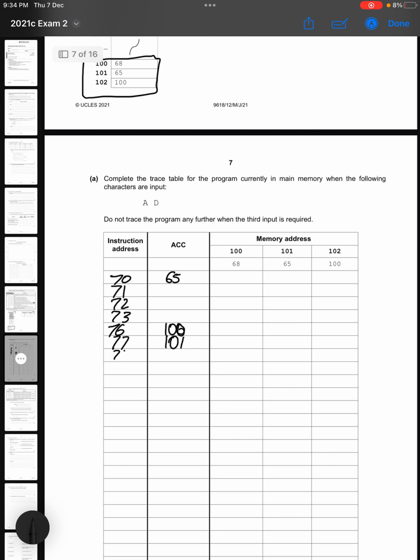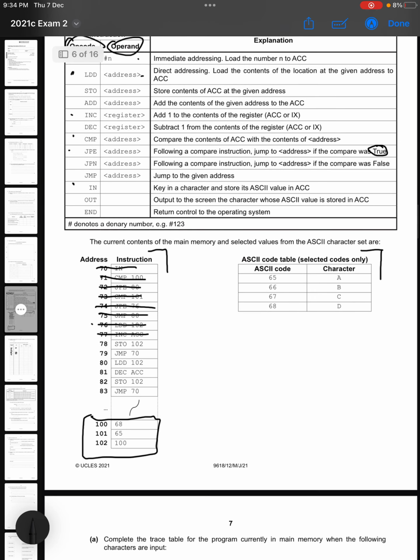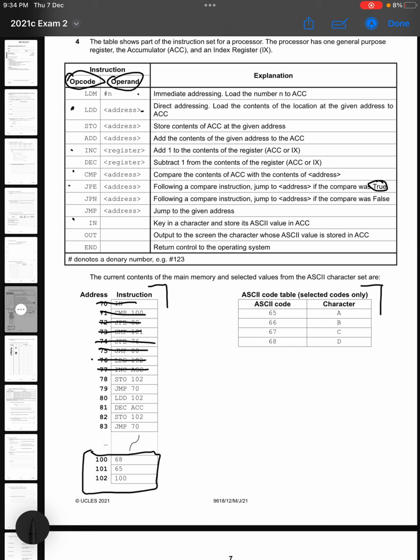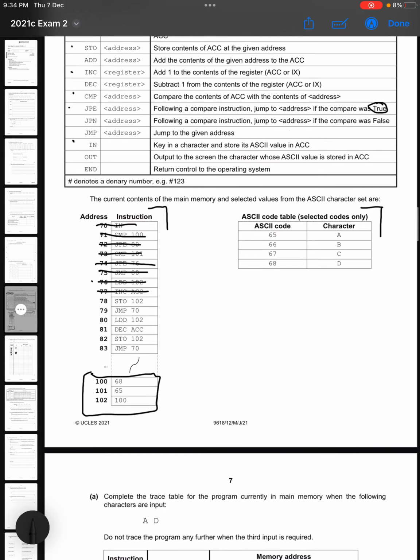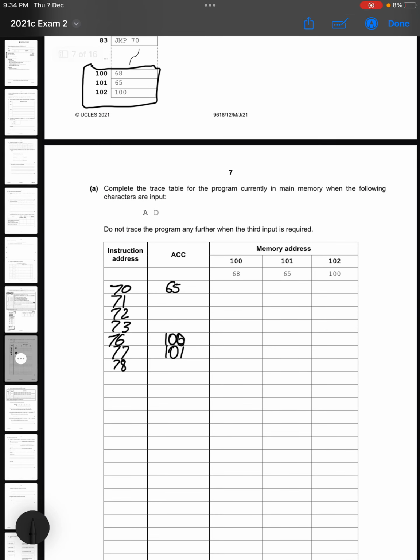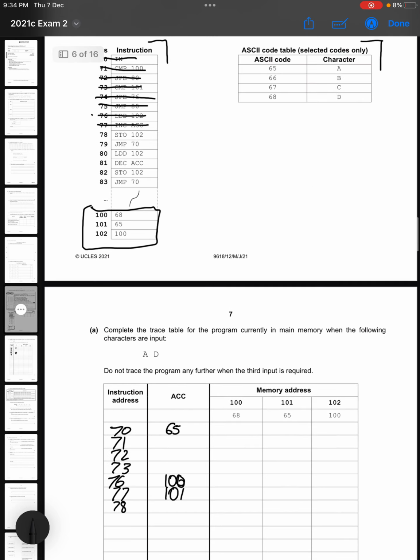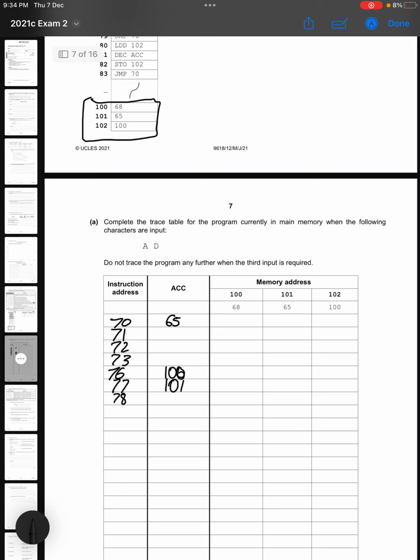So I'm going to put 78 down here, and we're going to read the instruction here. STO 102. So we find STO, which is right here. Store the contents of ACC at given address. So our given address is 102. And we have to store the contents of ACC, 101, into 102. So our memory address we find is 102 because we have to store the value of 101 in 102. So we go here and we put 101 in memory address 102.